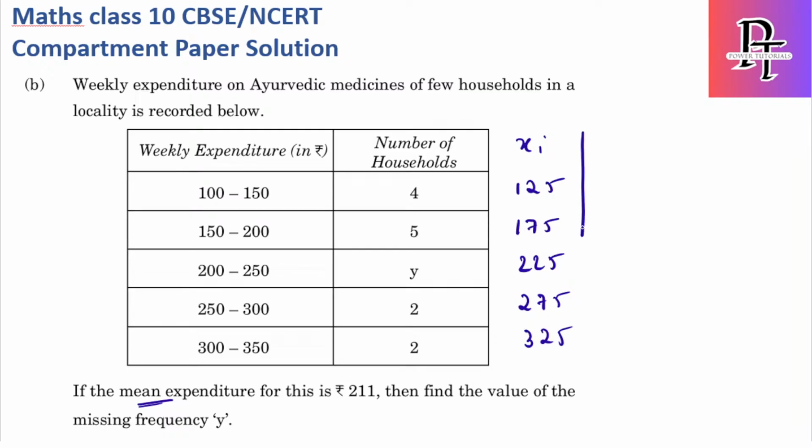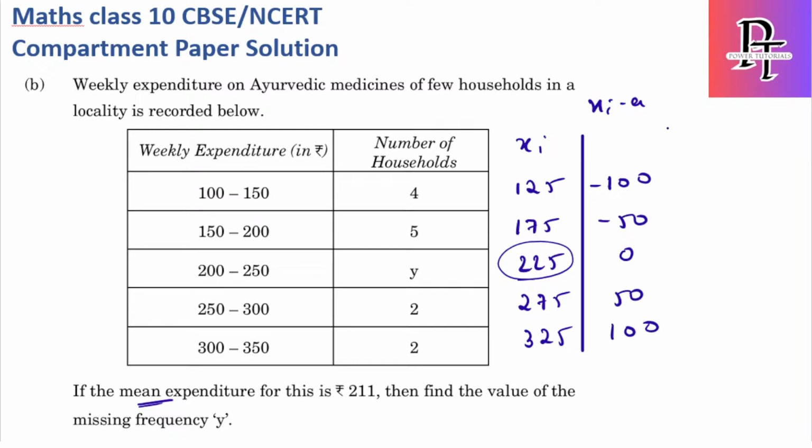Okay, same way we have to write. I'll use the second method, which is the assumed mean method. So xi minus a I am doing. For the assumed mean, I'm taking the mid value, which is 225, as a value. So xi minus a, 125 minus 225, I'll get it as minus 100. This will be minus 50, 0, 50, and 100. So I got xi minus a, which is di.